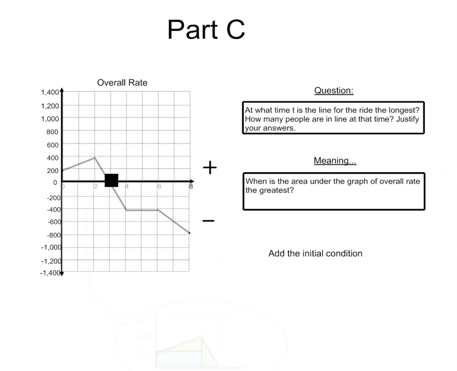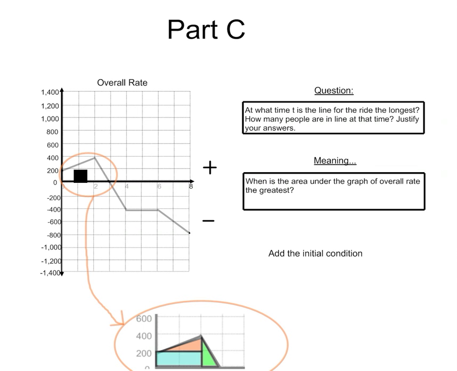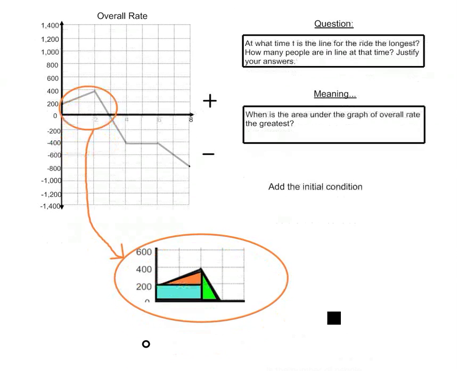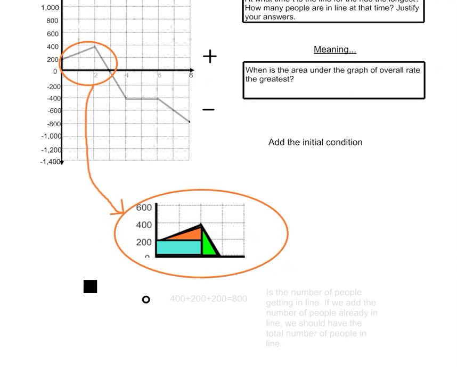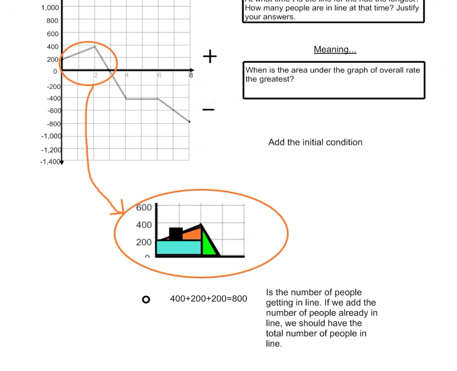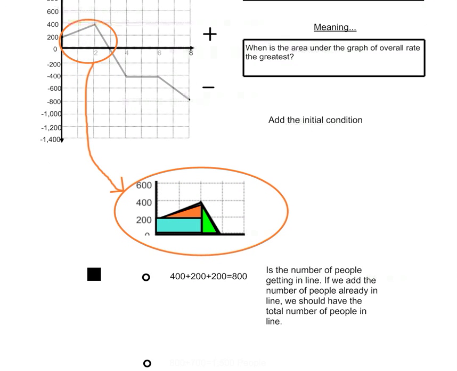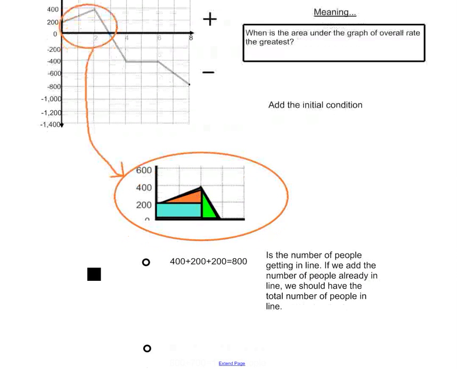So we need to find the area from 0 to 3, and to do that we can use shapes that we already know. As this enlargement shows, we can split it into 1 rectangle and 2 triangles, whose areas are 400, 2 by 200, and 1 by 200 for each triangle. And that gives us 800. But wait, that's the number of people getting in line. If we add that to the number of people already in line, we should have the total number of people in line. So we need to add the initial condition, which is 700. 800 plus 700 is 1,500.